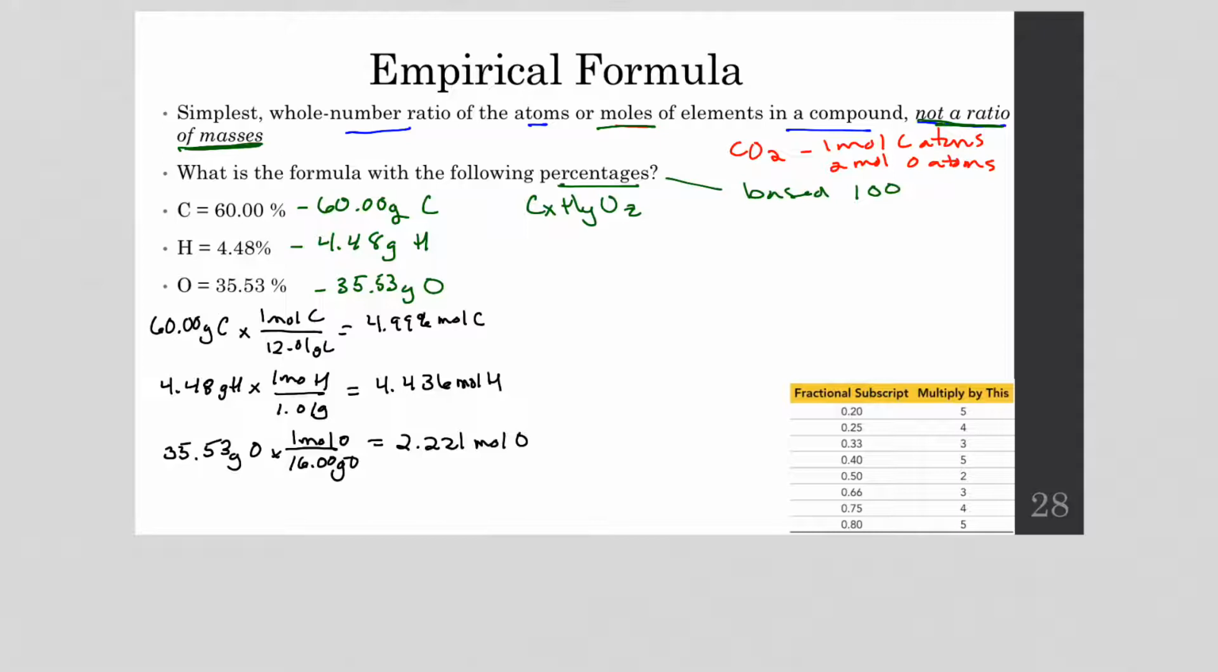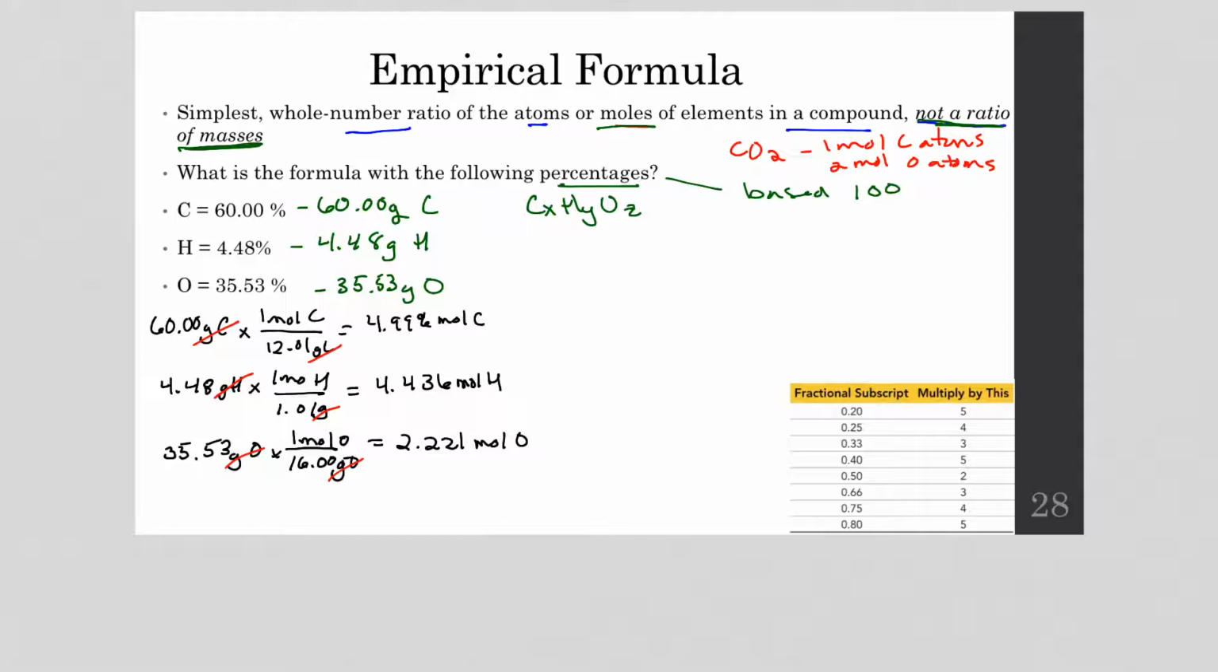Now, again, you might start to recognize as we get more and more into this how often we're going to use some of these calculations, right? Converting grams into moles and using these molar masses, right? But we're always just following our units, right? So the grams are going to cancel, so we're going to end up with moles of my individual elements. Okay, so now we have a ratio of moles.